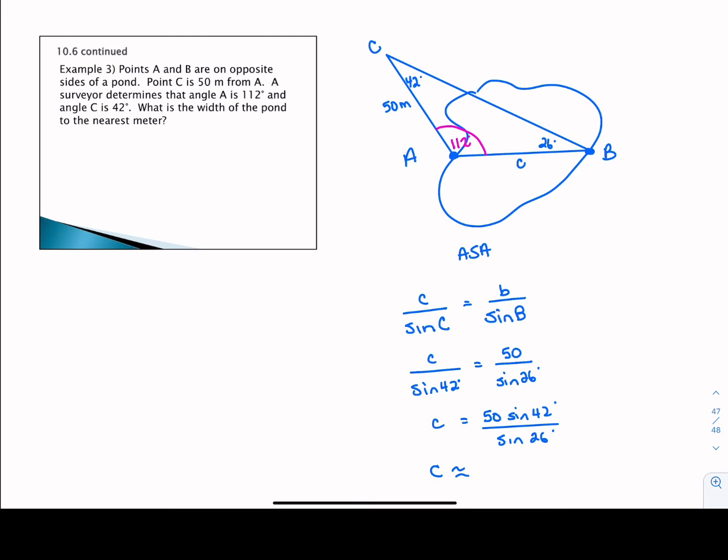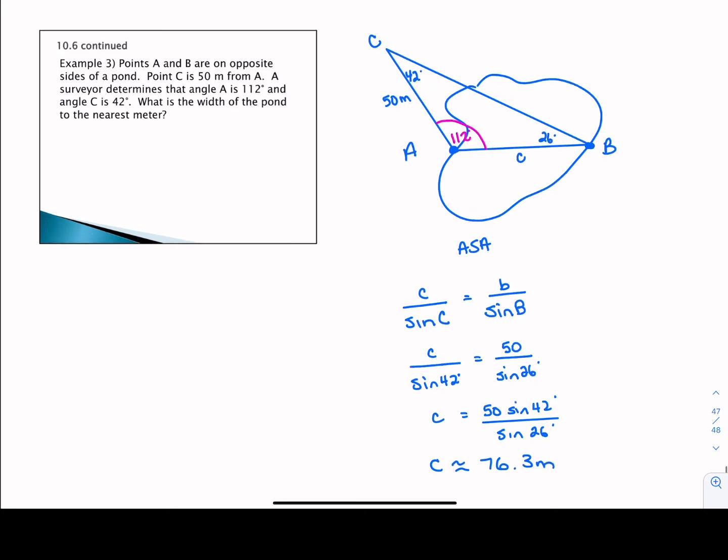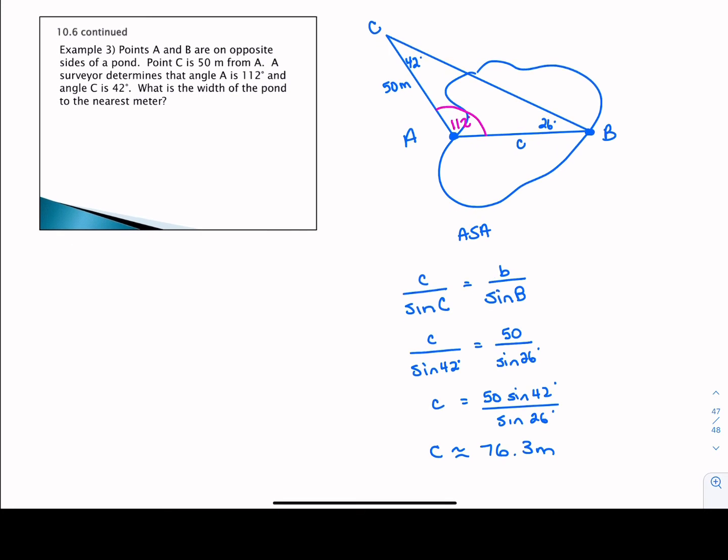So once again, 50 times the sine of 42 is now going to be divided by the sine of 26 degrees. So we've got 76.3 meters when you round to the nearest tenth. So once again, because this is an application problem, you should have a final statement that reads something like, the width of the pond would measure approximately 76.3 meters.